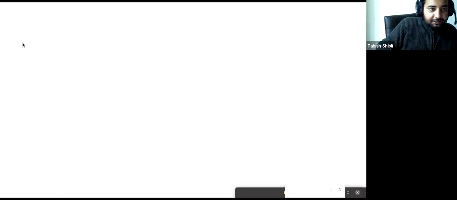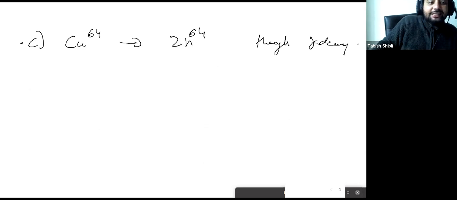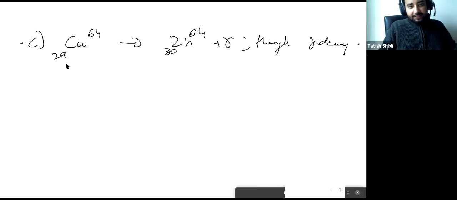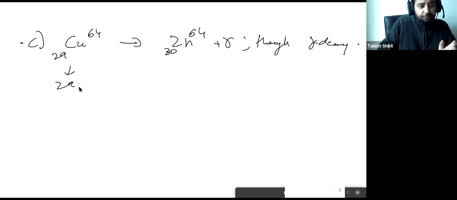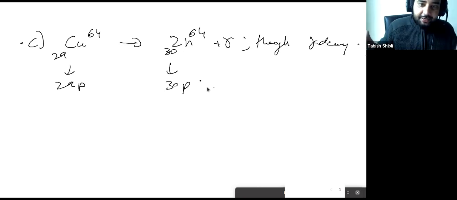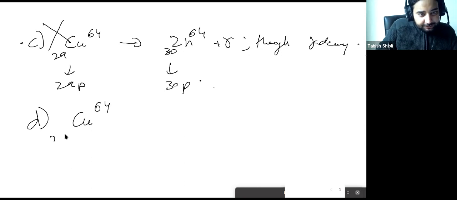So let's move on to the next one. The C part is saying that copper 64 decays into zinc 64 through gamma decay. This can also not be true. Why? Again, because of charge conservation. This is 29 and this is 30 plus gamma. That is what it's saying, right? Now, just count the number of charges on the left hand side and on the right hand side. On the left hand side, you have 29 protons. On the right hand side, you have 30 protons. Obviously, the charge on the right hand side is more than the charge on the left hand side. So this is not going to work. This is false.